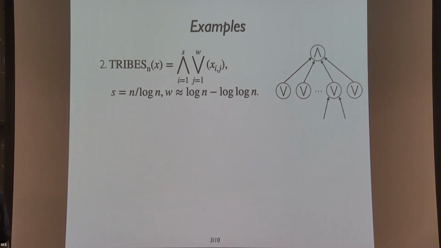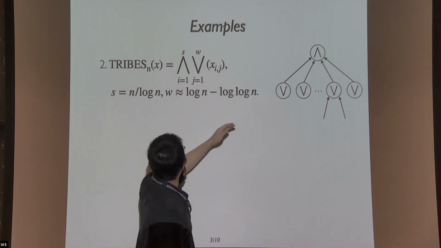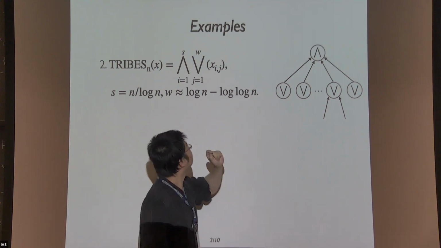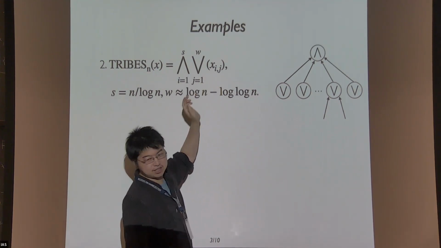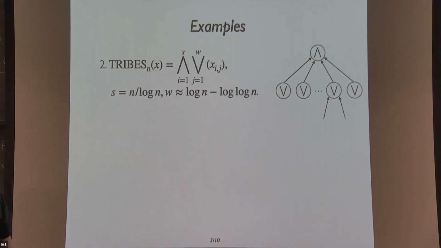What does this notation x_ij mean? It just means these are different inputs. There are n inputs, but I want to make sure that they are different, so the subscript just denotes a different bit. Like x_11 is one bit, x_12 is another bit. Here, n is equal to s times w.